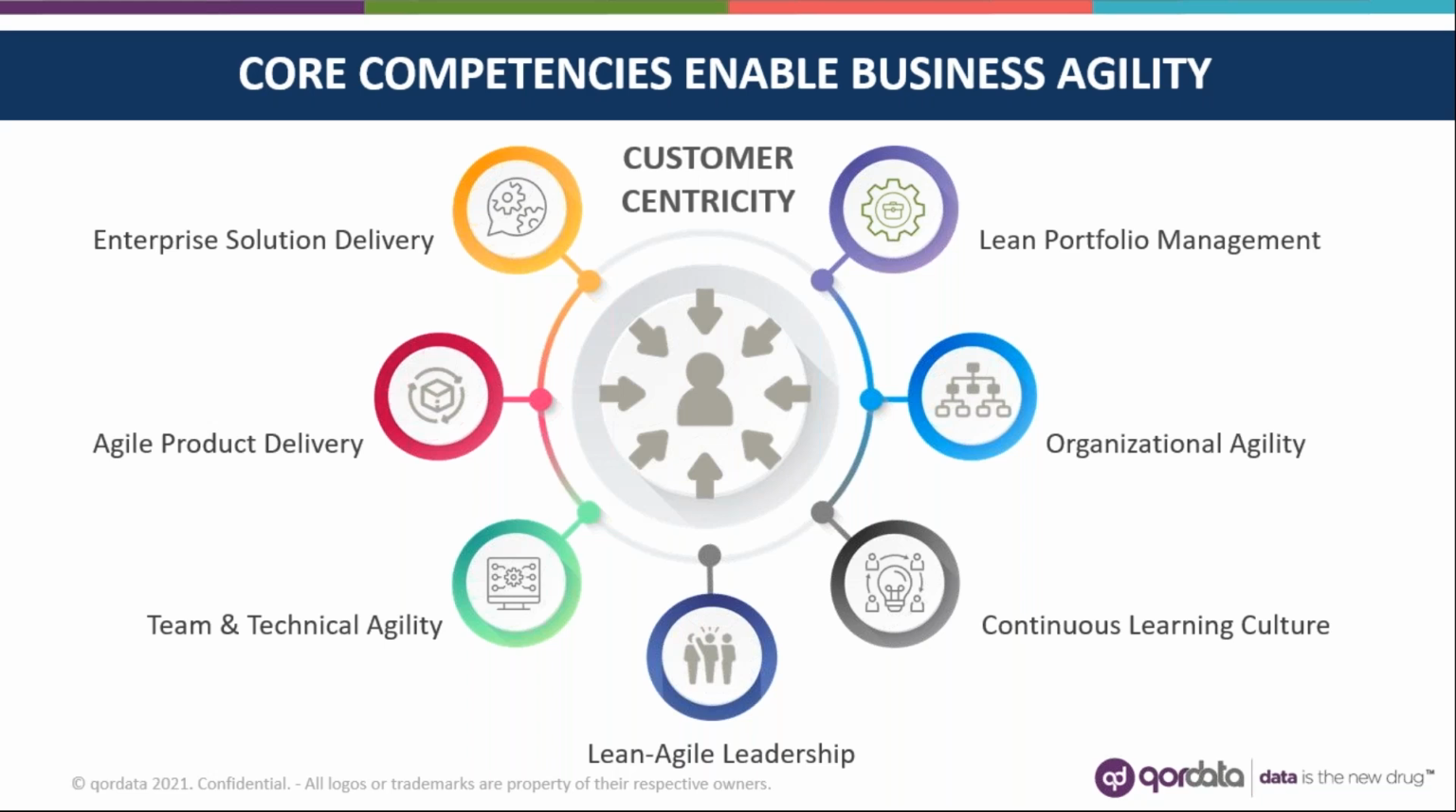To achieve business agility, organizations must develop a significant degree of expertise across the 7 core competencies shown in the image. This image was designed to be explored beginning with lean agile leadership at the bottom of the circle, and moving clockwise towards team and technical agility and continuing clockwise through continuous learning culture.